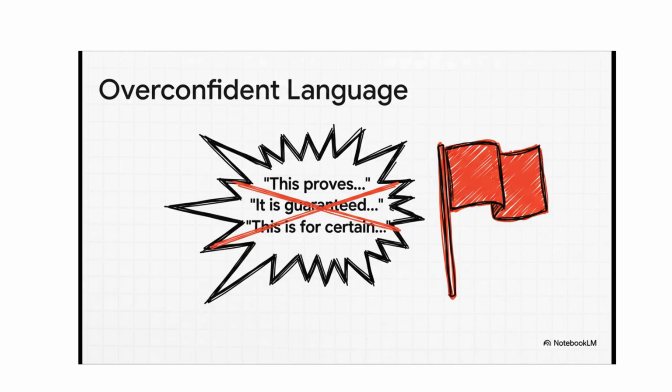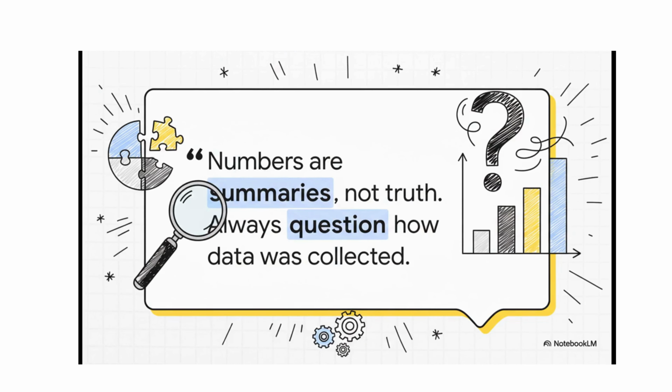On the flip side, you have to watch out for language that's way too confident. Words like proves, guaranteed, or for certain, those are massive red flags. The second you hear someone making absolute claims based on a sample, your detective's spidey senses should be going off. So just always remember this. A number, whether it's an average or a percentage, is just a summary. It's like the headline of a story, not the whole article.